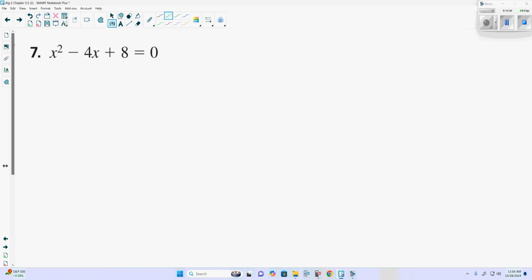I want to look at one that's not starting off as a perfect square trinomial, so we can actually see how this works instead of just going back to where we were. So our first one is this here: x squared minus 4x plus 8 is equal to 0.